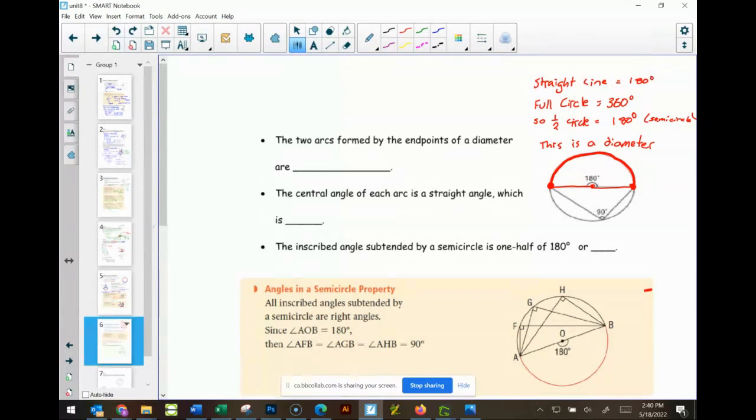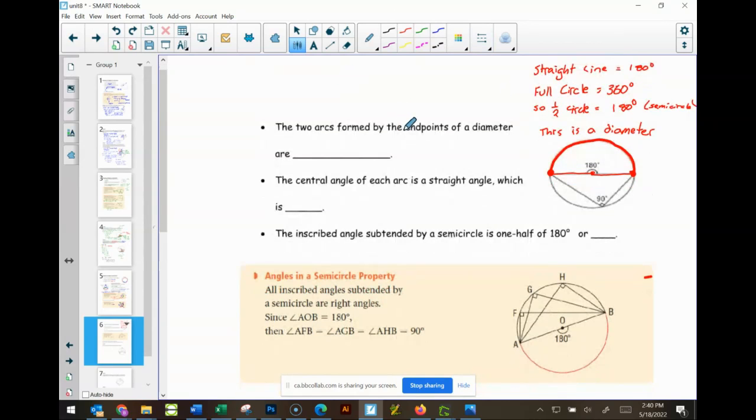So we know a bunch of measurements already, even if we haven't studied this before. We know a circle is 360, so a half circle must be 180. We know a straight line is 180 degrees. I think we probably would have seen that before. And that actually opens the door for some new properties for us to use.